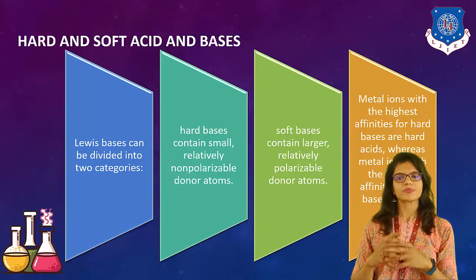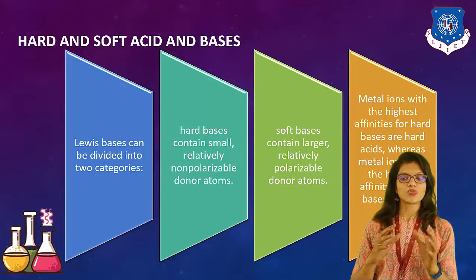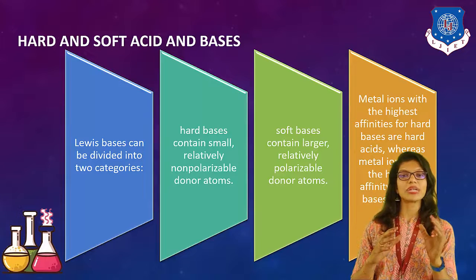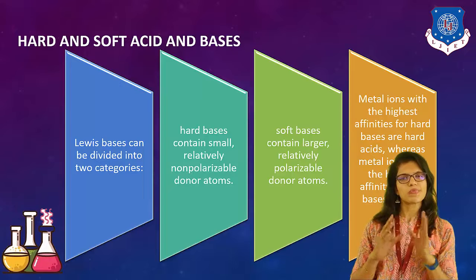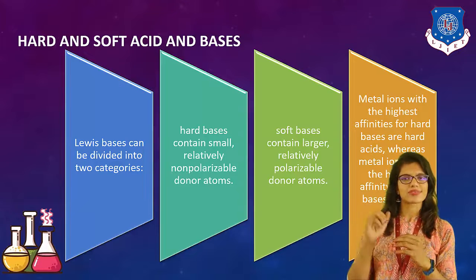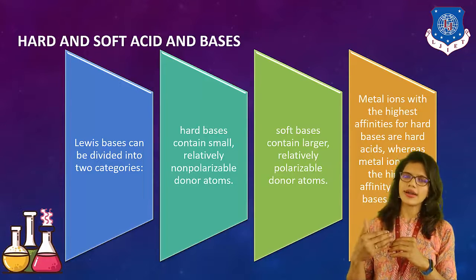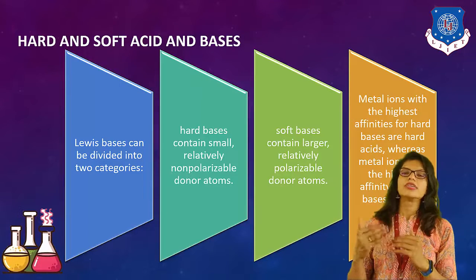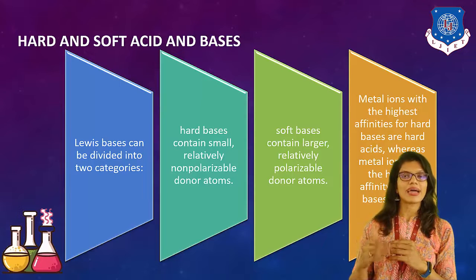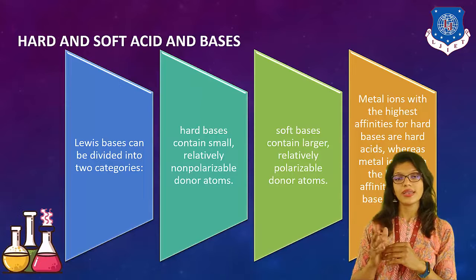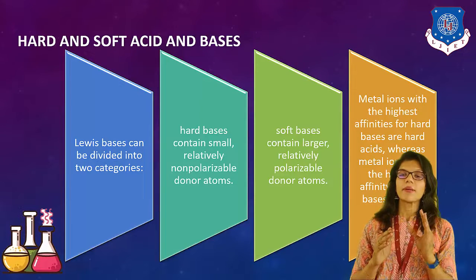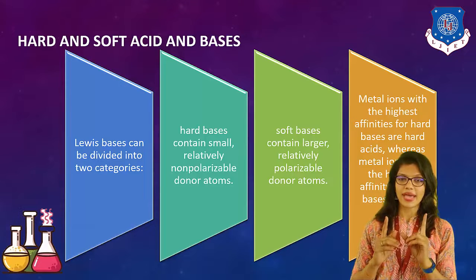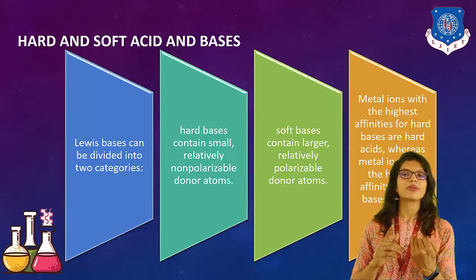Let's observe it here. Hard bases contain small, relatively non-polarizable donor atoms. So bases are generally donors as they contain a higher number of electrons. Okay. While soft bases contain larger and relatively polarizable donor atoms. Again, remember it particularly, bases are generally donors and acids are acceptors.